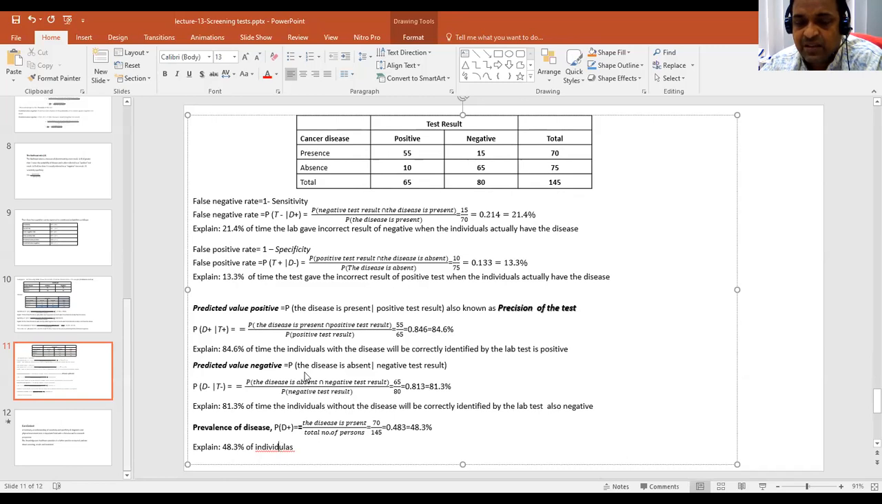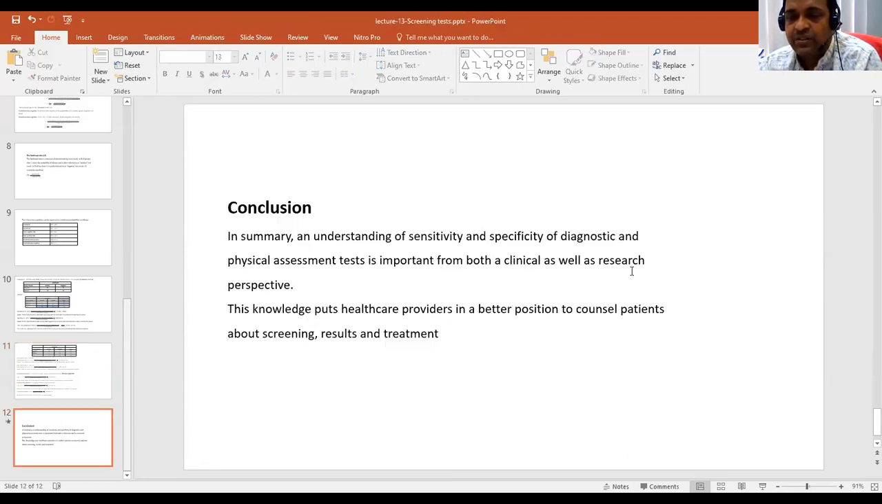Individuals are suffering from cancer disease. So this is how we can know the prevalence rate: the total number of patients with the disease divided by the total number of individuals tested. That is 48.3%. There is one thing we have to remember in the summary. What can we conclude?